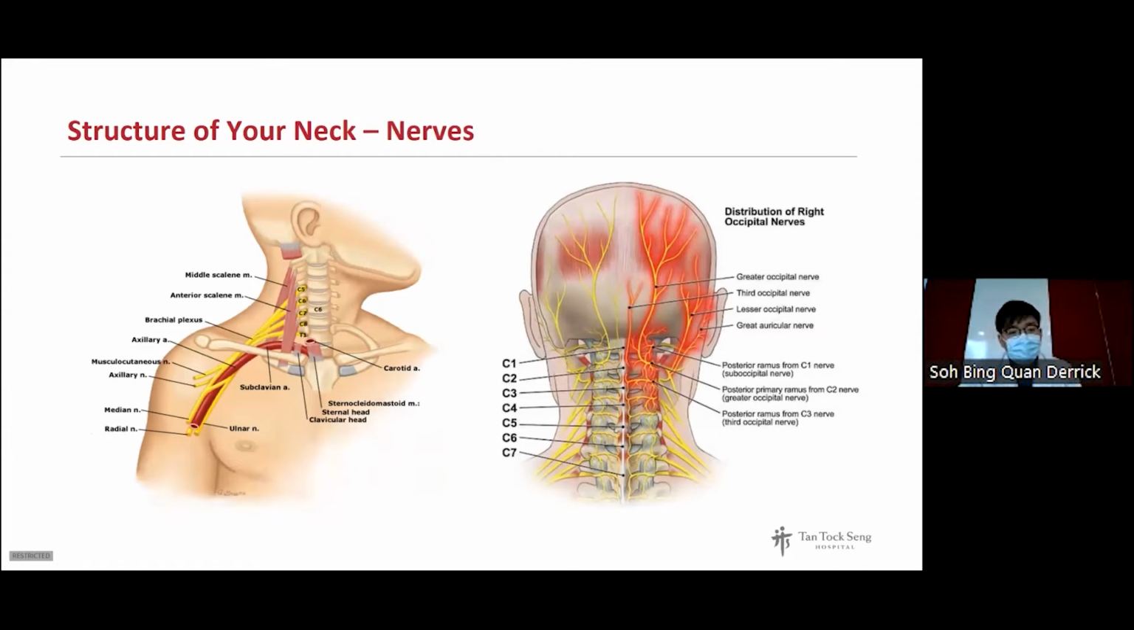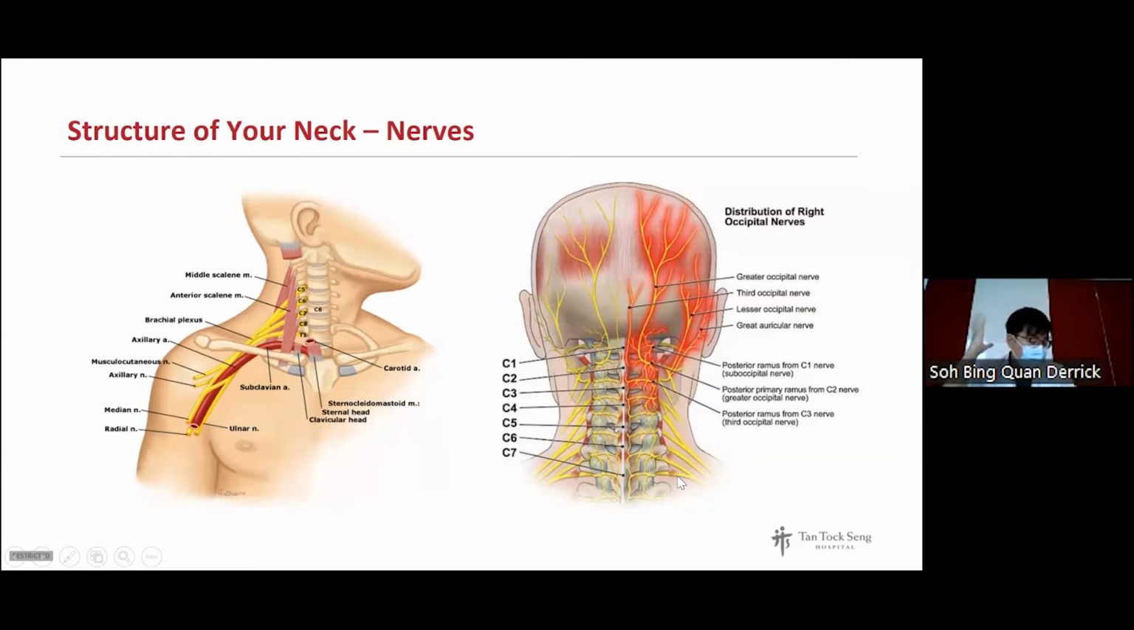Okay, so next I'll talk about the nerves. There are a lot of nerves passing through the cervical spine. You can see in the picture on the right side, all these yellow lines are the nerves. You can see some nerves go up to the brain, some go up to the skull, some go towards your face, and some go down to the arms.